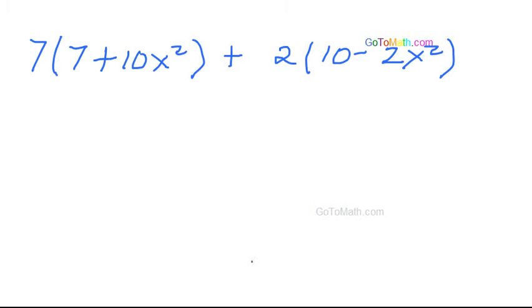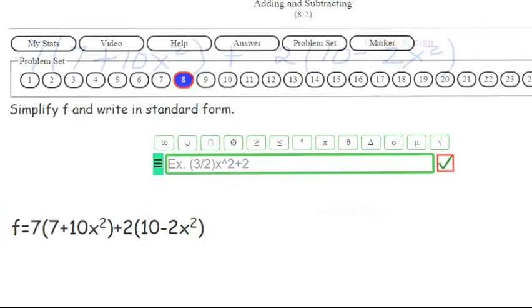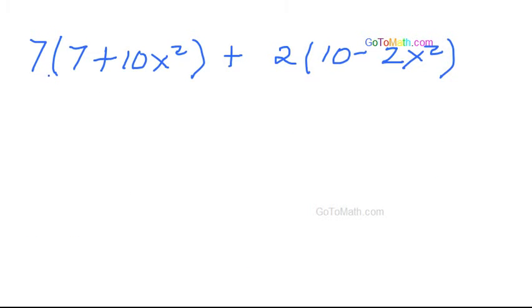Okay. I need to see something here real quick. Alright, I think it's in the next problem. Okay, so what we're going to want to do here is distribute this 7 across, distribute the 2 across. That would be the distributive property.